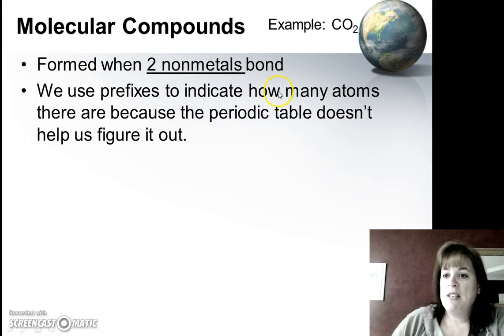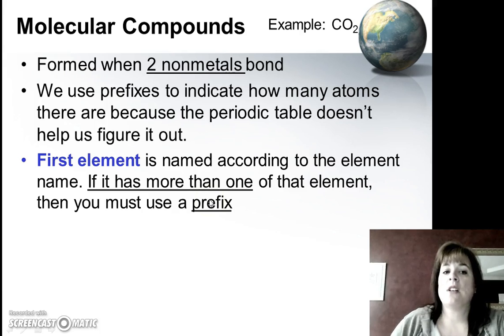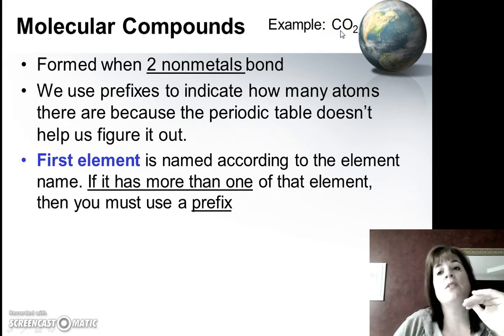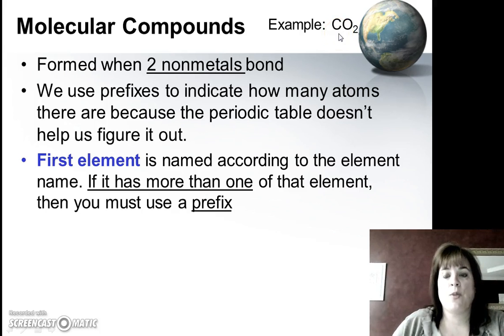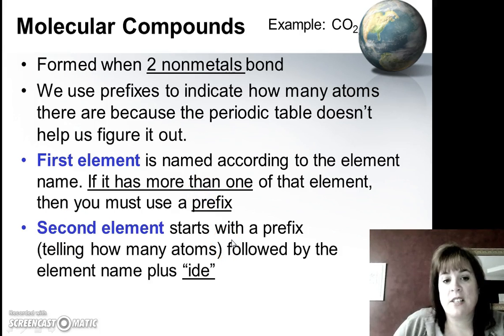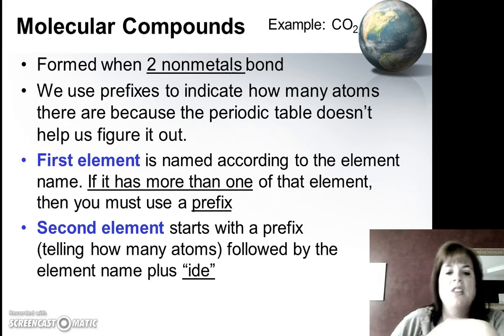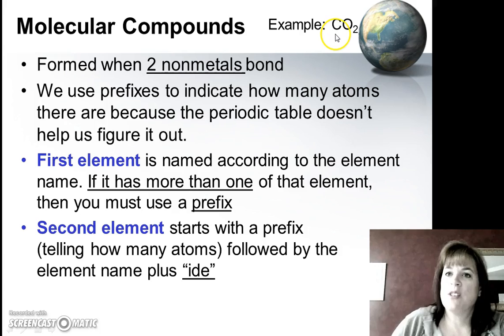So how do we name these things? Well, just like all of the other nomenclature, we start by naming the first element first. So this is carbon. Now, if there is more than one, we are going to have to use a prefix for the first one. But if it just has one, you just name the element. It's carbon. For the second one, we always start with a prefix, and that prefix tells us how many atoms there are. And then we follow the element stem with ide, just like we did on the other nomenclatures when it was just a single atom. So this would be di for two, oxide. So this is why this is carbon dioxide.